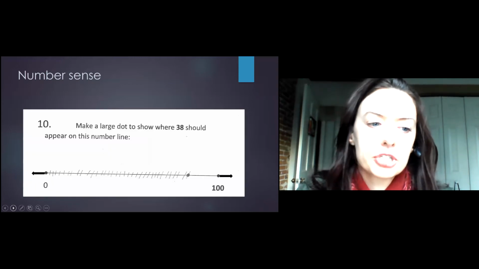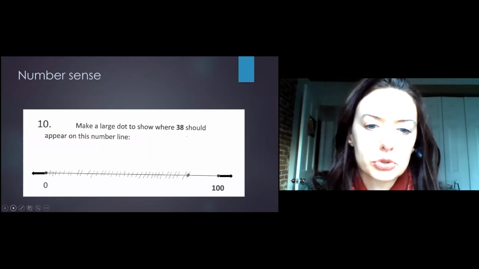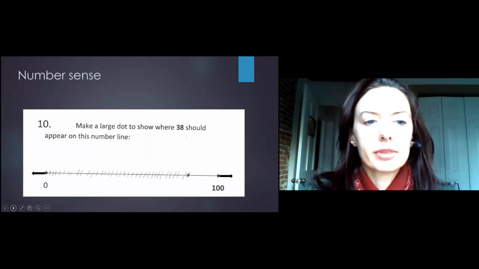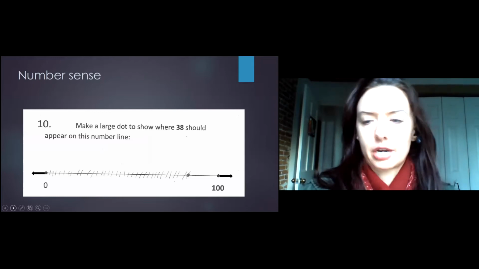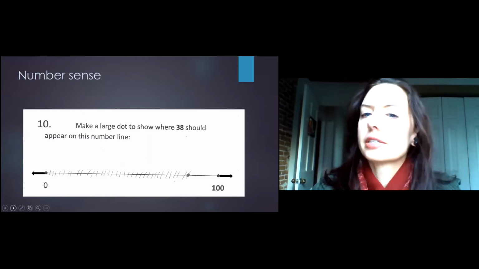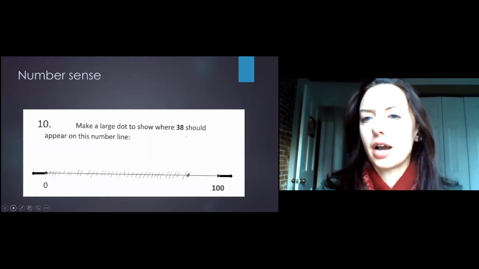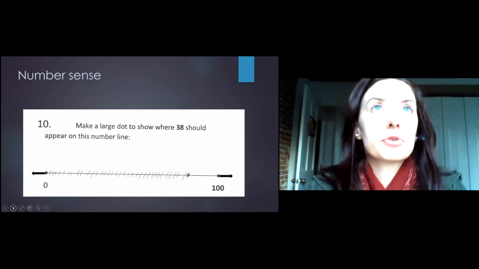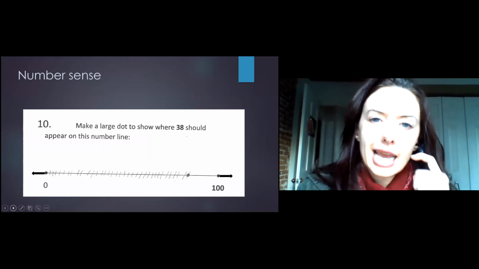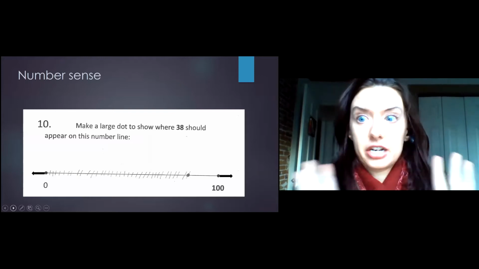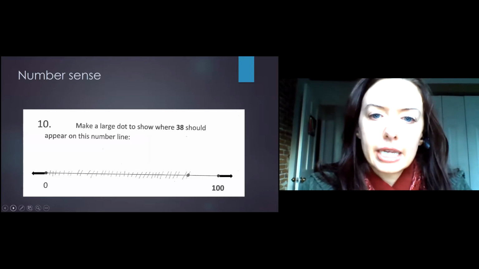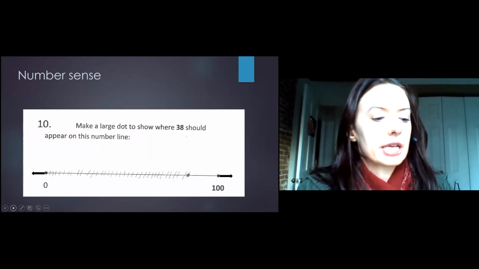This is from a screener that I conducted in India. This was from my work at Maharashtra Dyslexia Association way back in 2013. Let me explain what I saw when I asked this student, okay, here's a number line from 0 to 100. Where do you think 38 should go? So this is a screening tool for number sense. I'm not going to make any diagnostic decisions based on this tool. I'm simply collecting data about a child's number sense.